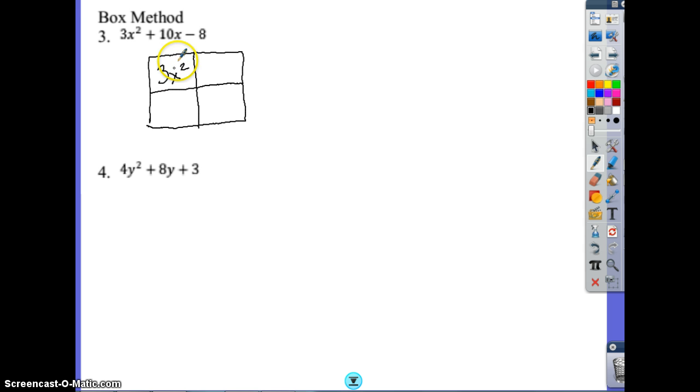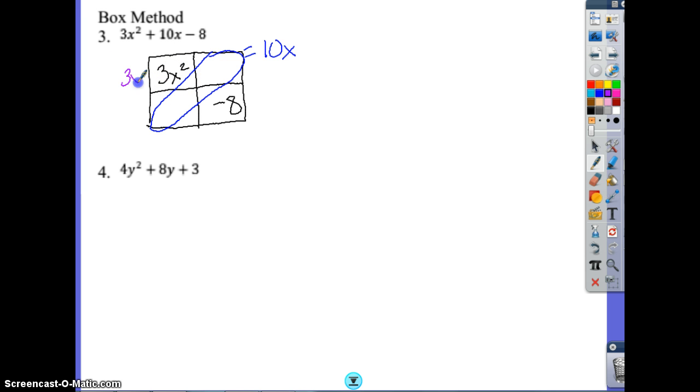You always put your first term in the first place, and a negative 8, and you put that in your last box. We also know that we want these two boxes here to add together and make a positive 10x. So whatever we do as we go through this, we want those to add together to make a positive 10x. So I'm going to start with the 3x squared because there's only two things that multiply to 3x squared, and that's 3x and 1x.